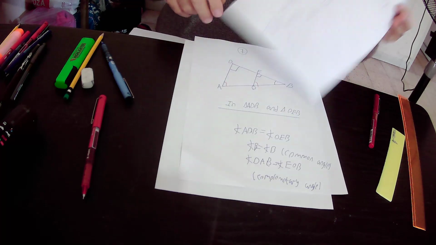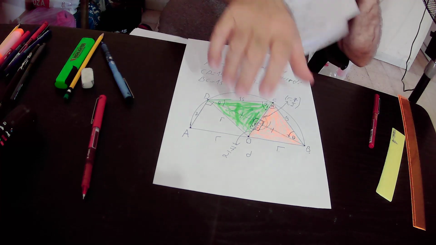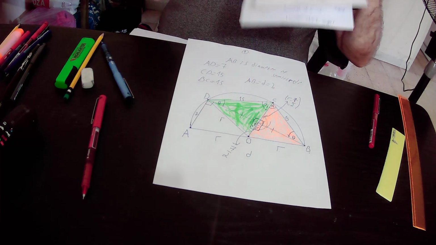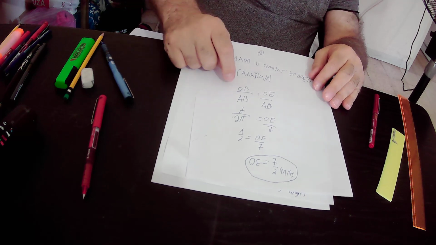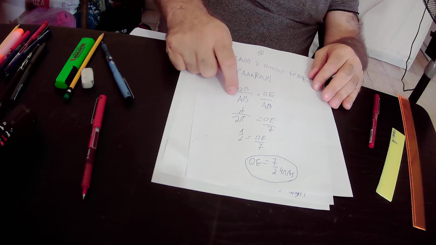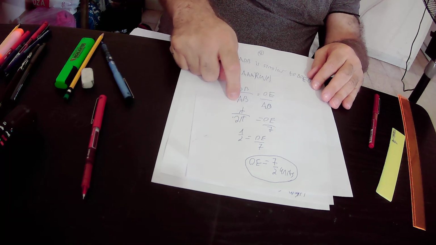But what is the value of OB? OB is the radius of the circle, and AB is the diameter of the circle. The diameter of any circle equals 2 times the radius of the circle. So the value of AB is 2 times the radius of the circle.